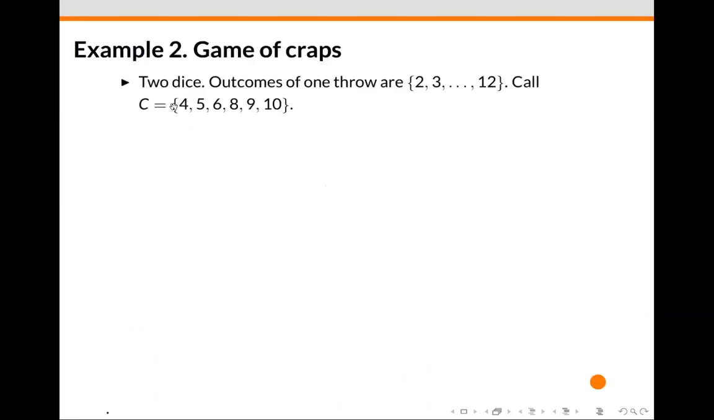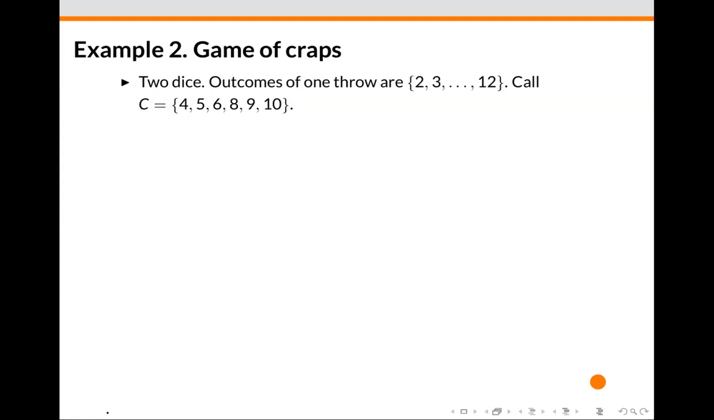This is the second example. It's called the game of craps. And this example, the game of craps, is very well known in casinos and also in probability books. There are 2 dice, and so when you throw the 2 dice, the outcomes can be any number between 2 and 12. So that's going to be basically what I call omega. The sample space is any outcome between 2 and 12.